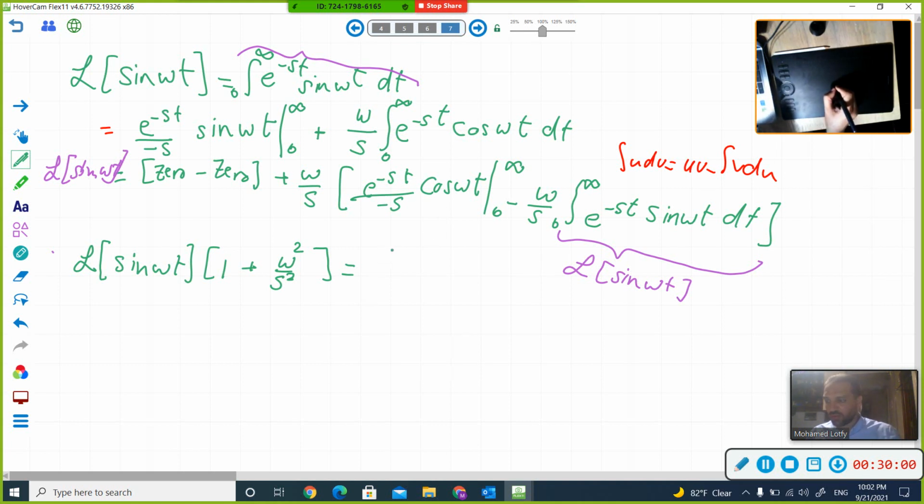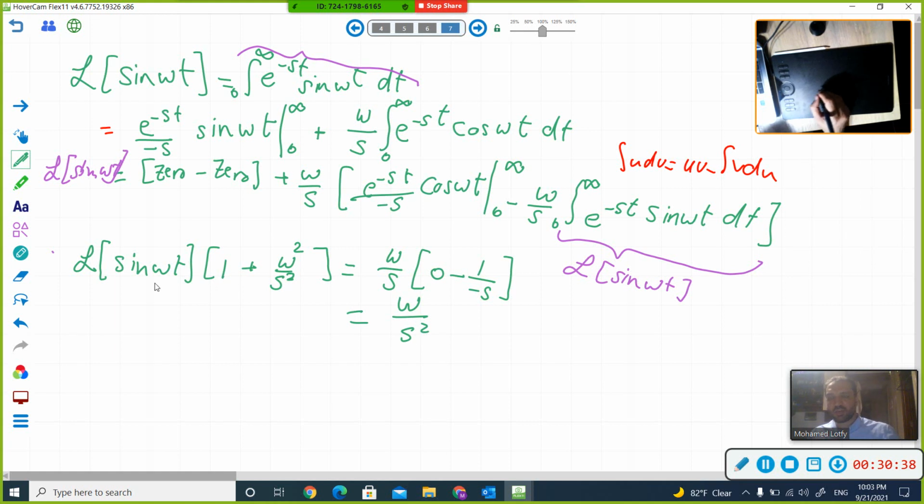So we have first omega over s, this term, times 0, negative, and substituting with 0, it will be 1 over negative s, and this will be 1. So it will be 1 over negative s. Negative times negative will be positive, and s times s will be s squared. So it will be omega over s squared.